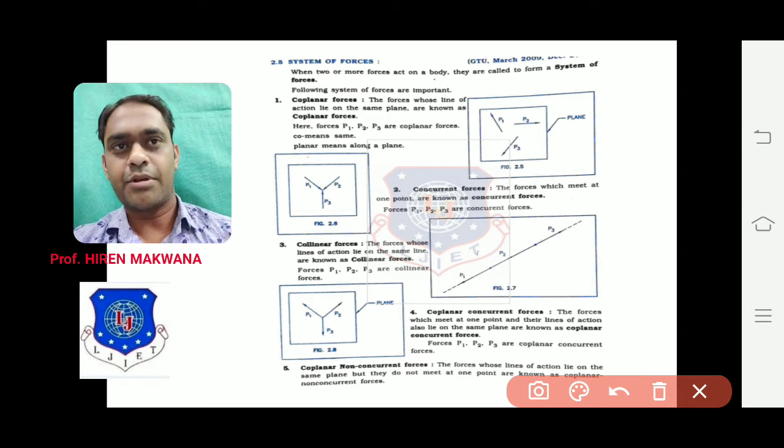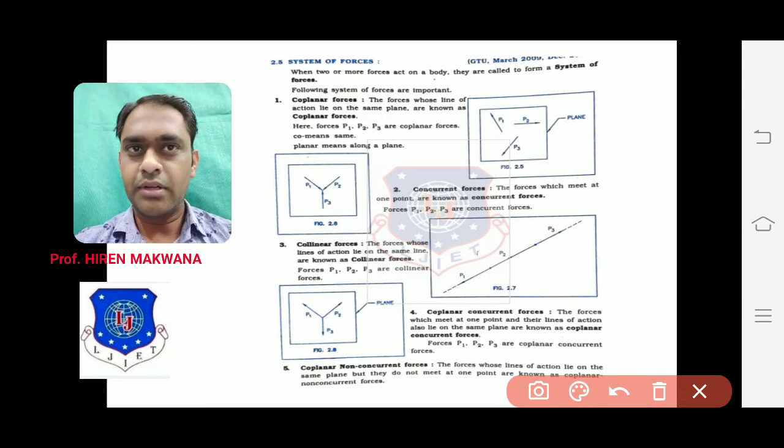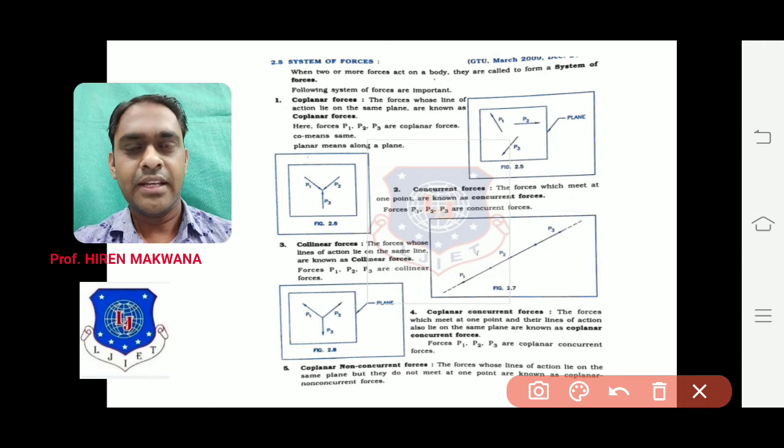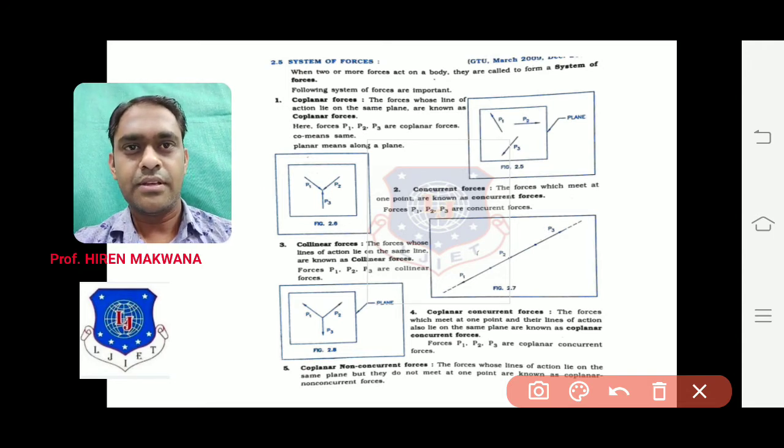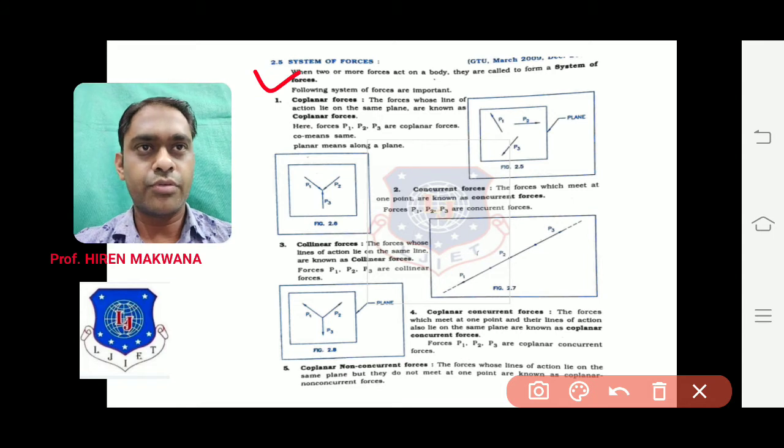Actually it is a descriptive topic. So don't worry about the toughness. Just read the sentences and just see the figures accordingly. We will conclude with 7 to 8 definitions and 1 or 2 rules which we have already used in examples. Let us check first the system of forces.